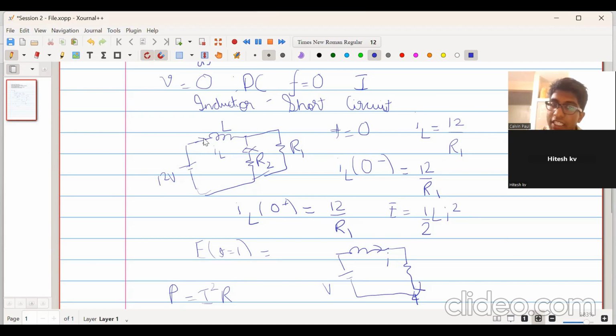Initially, that inductor current was flowing through R1. Then, when the switch is closed, it will go through R1 and through R2. And because we have added some resistor, the final value of inductor current will change depending on the values of resistors R2 and R1.